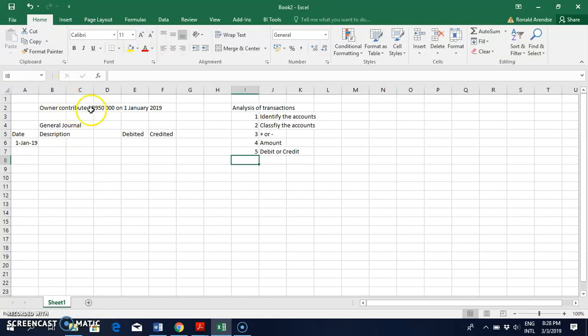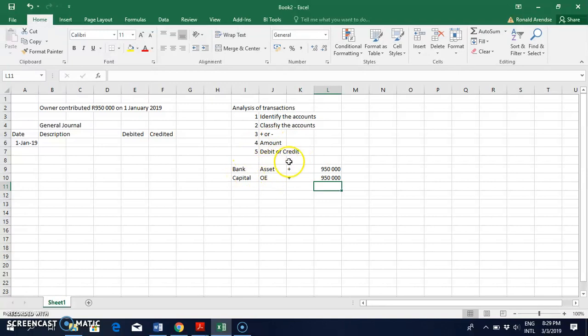So we have this layout of the analysis of transactions for ourselves. It says the owner contributed 950,000. We identify the accounts involved, bank and capital, because when the owner makes a contribution, it's done as capital. Bank we classify as an asset. Capital we classify as owner's equity. What is happening to the bank account if the owner contributes? The bank account is increasing. What happens to owner's equity if the owner contributes more? His contribution increases owner's equity. And he contributed 950,000.